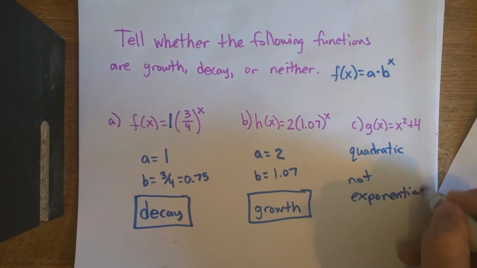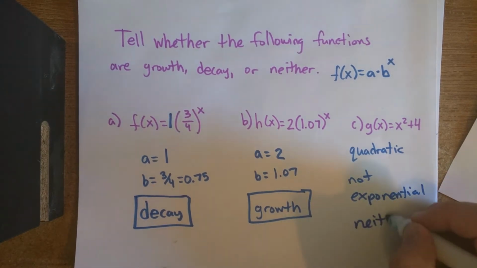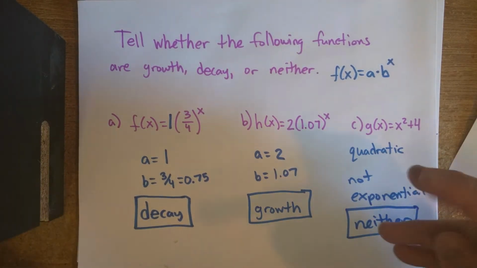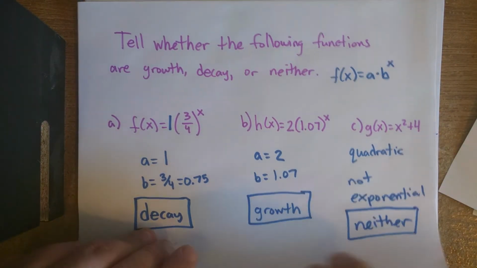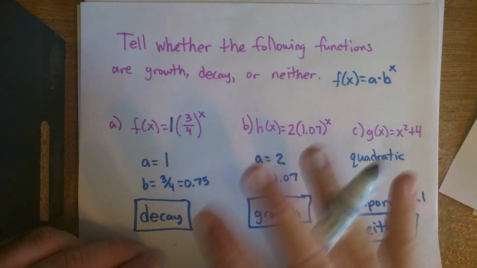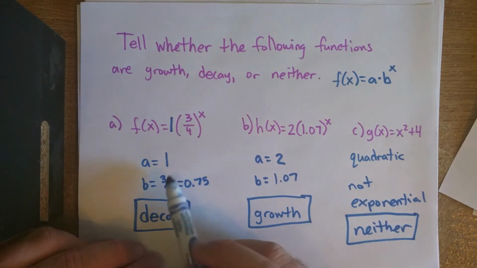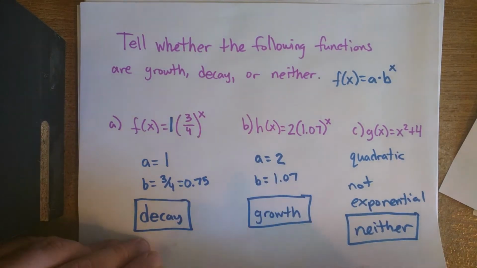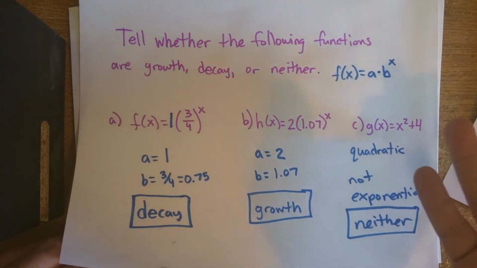That's all it means. So that's our answer, is neither. It's just a different function. It's one we learned a while ago. Alright, so we've seen decay, we've seen growth, and neither. So it's just about identifying your b value, and then is it between 0 and 1 or greater than 1? Or is it even exponential?